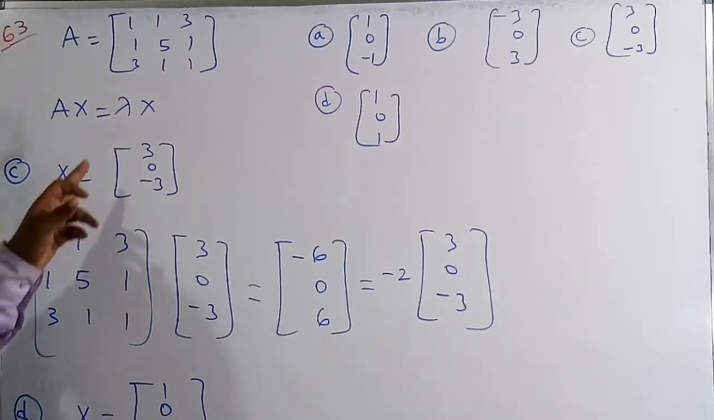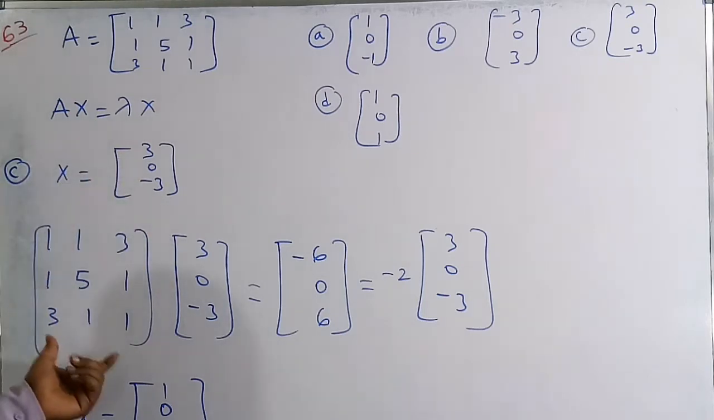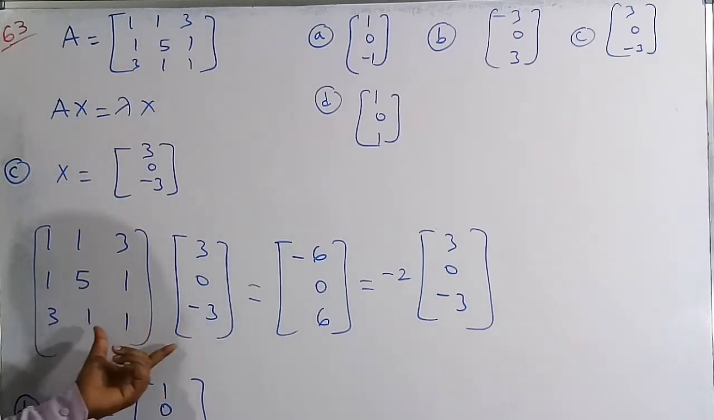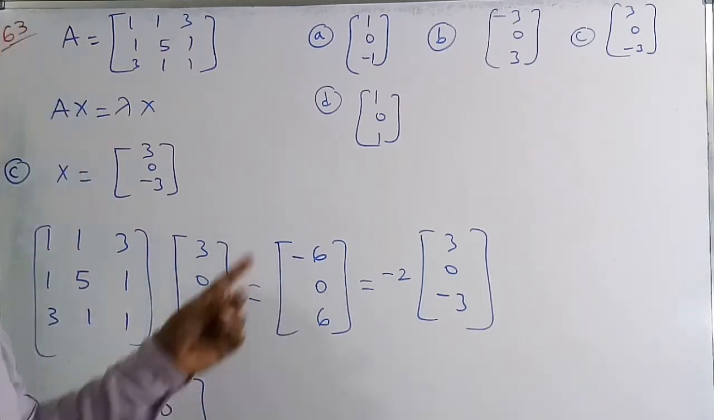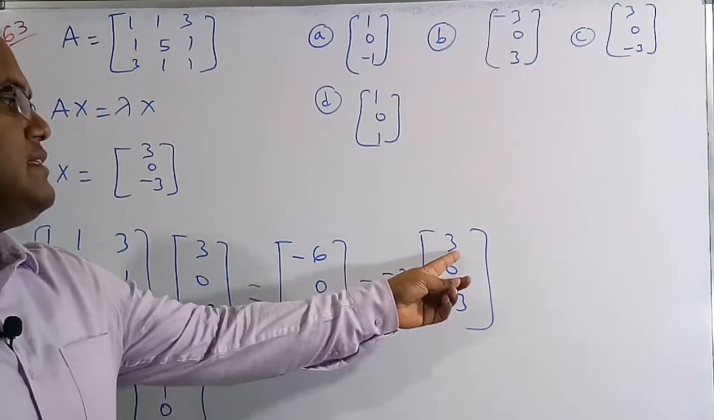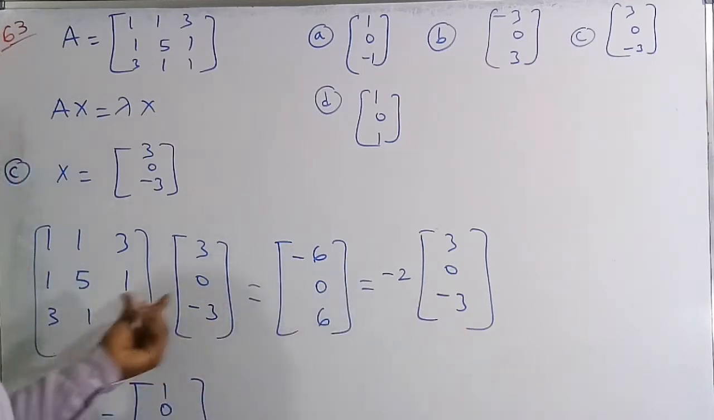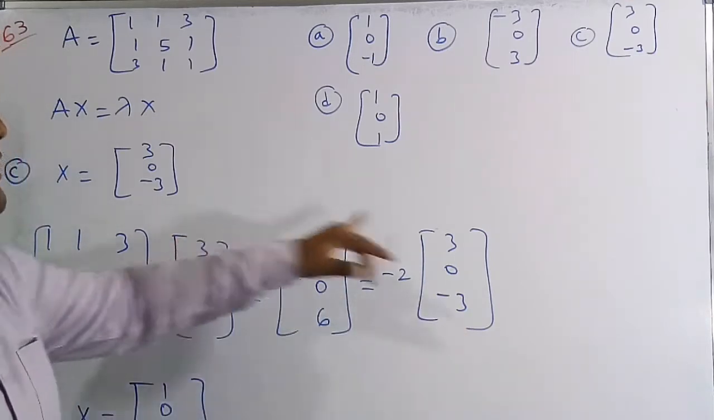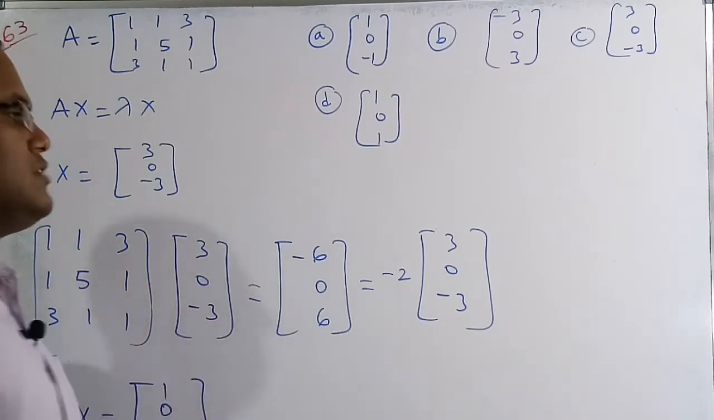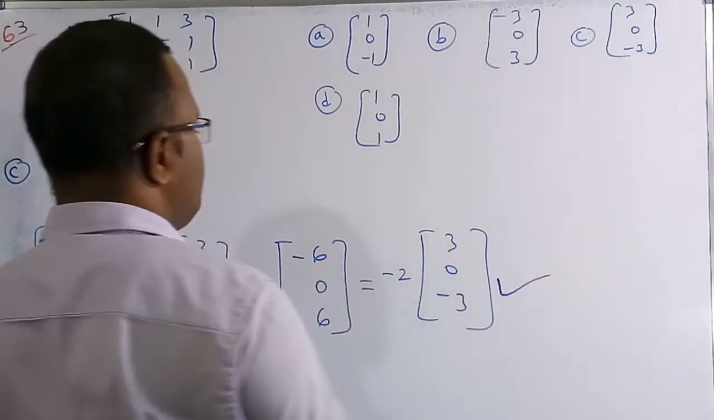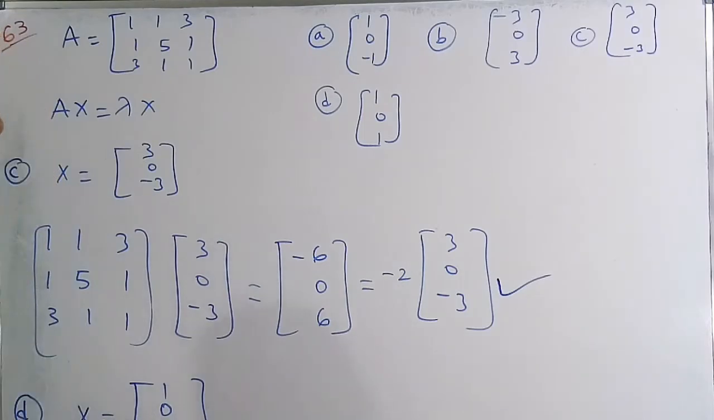Option C matrix is 3, 0, minus 3. So A into x, if you do the product of these two vectors, we are going to get minus 6, 0 and 6. So if you take minus 2 as common, then I am going to get 3, 0 and minus 3. So Ax is equal to lambda into x. So x is same. So minus 2 is the eigenvalue of this eigenvector. So this is also an eigenvector of the matrix because this condition is satisfied.